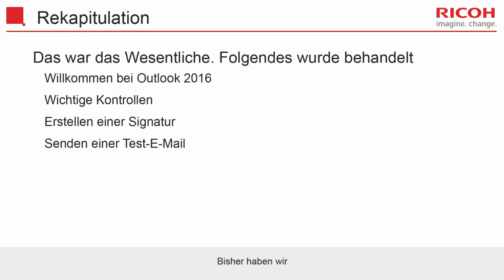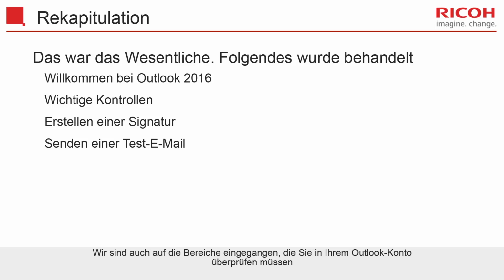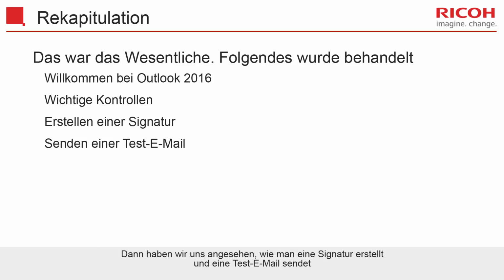So far we have covered a quick overview of the Outlook screen and some of the key features. We also highlighted the areas which you must check in your Outlook account. Then we saw how to create a signature and to send a test mail.